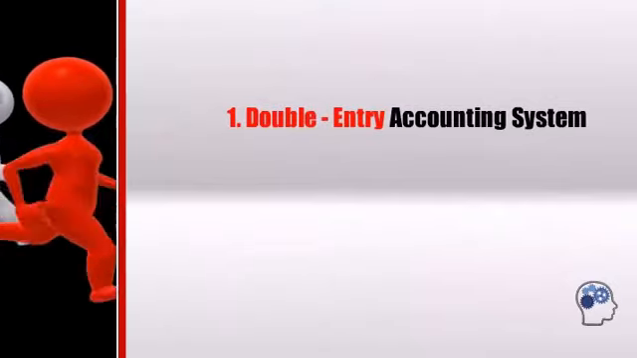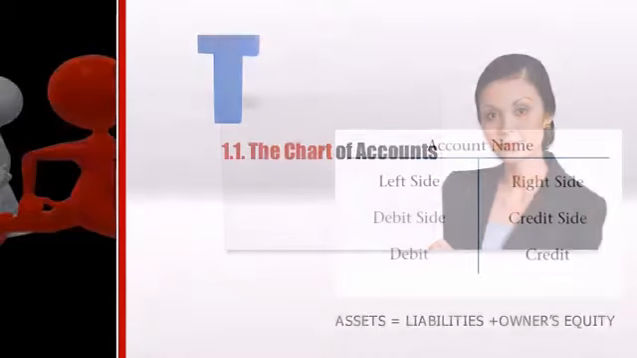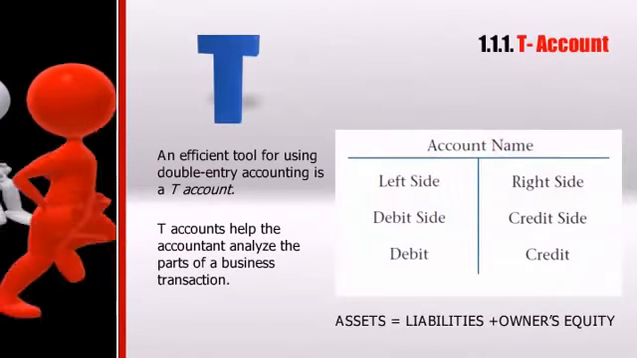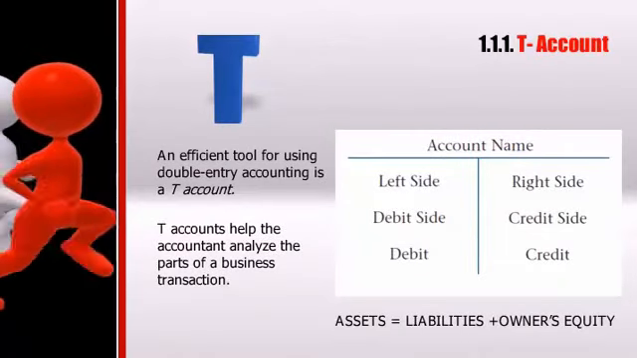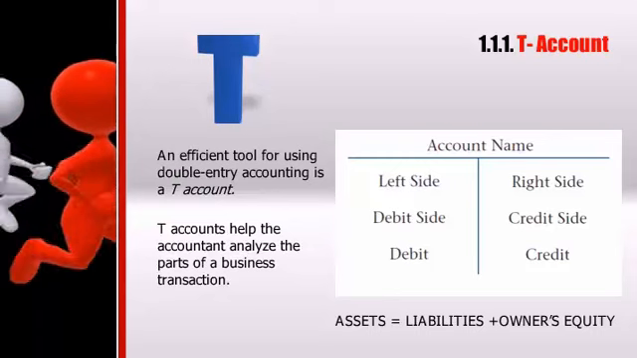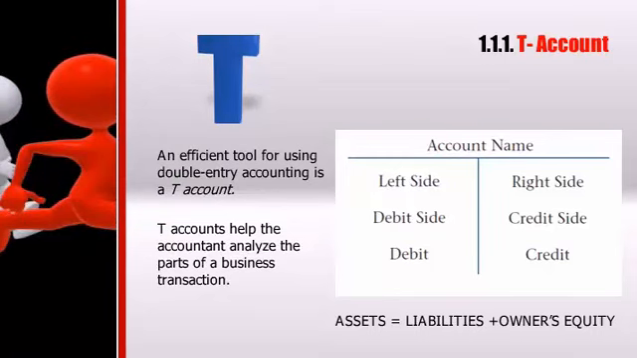Let's start with the double entry accounting system. The chart of accounts. Now I'd like to move on to the T account. Accounting systems are designed to show the increases and decreases in each accounting equation element as a separate record. This record is called an account.